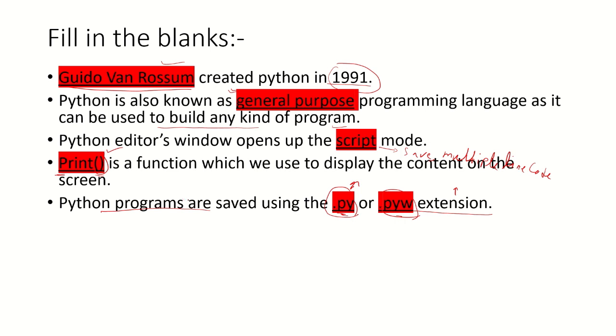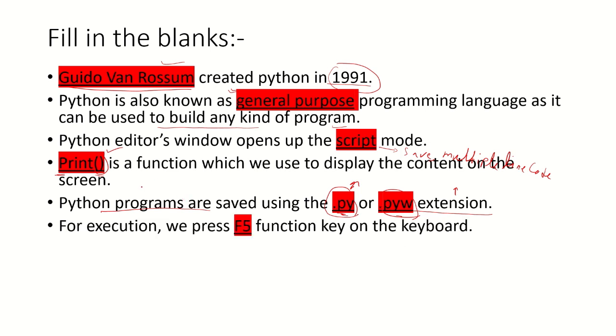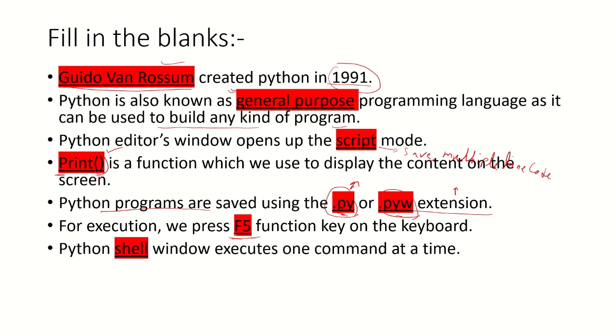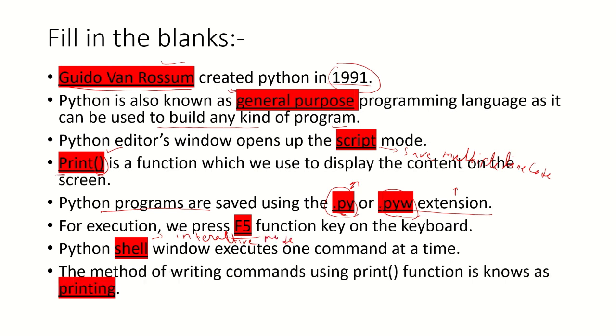Now next one, for execution the shortcut key that we have to use is the F5 function key. The Python shell window executes one command at a time. Shell window is also known as interactive mode. Next one. The method of writing command using print function is known as printing.